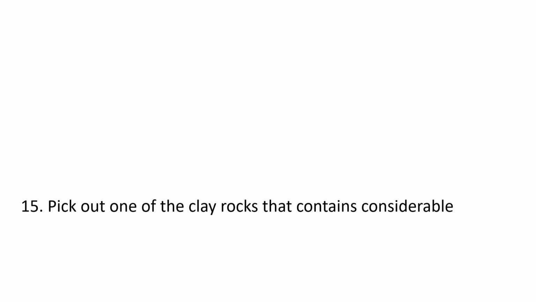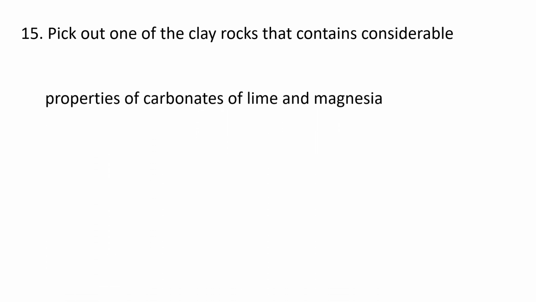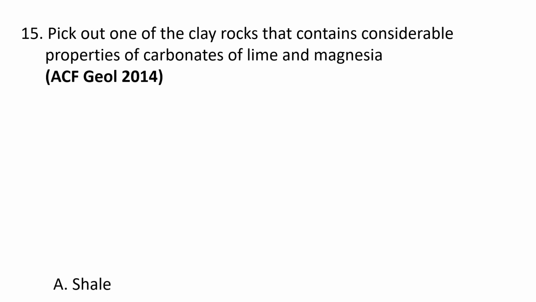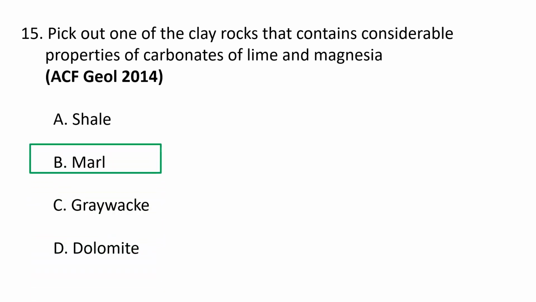Next question. Pick out one of the clay rocks that contains considerable proportions of carbonates of lime and magnesia: A. Shale, B. Marl, C. Greywacke, D. Dolomite. The correct option is B. Marl. Marl is an earthy material which is rich in carbonate minerals, clays, and silt. When hardened to rock, it becomes marlstone. So, clay rocks that contain considerable proportions of carbonates of lime and magnesia are known as marl.